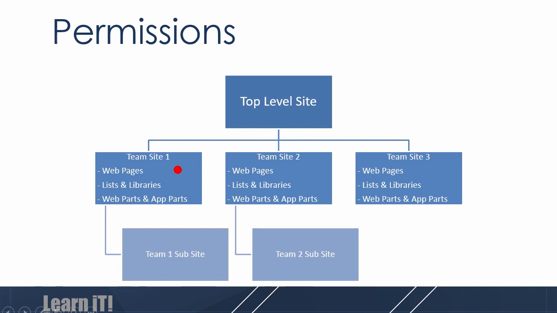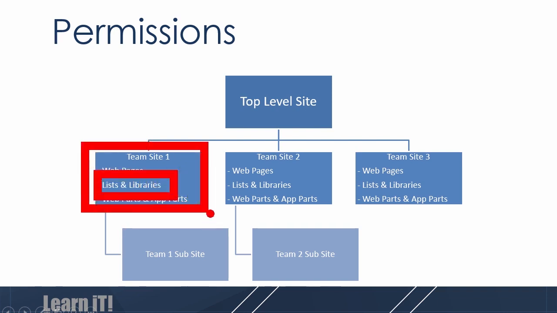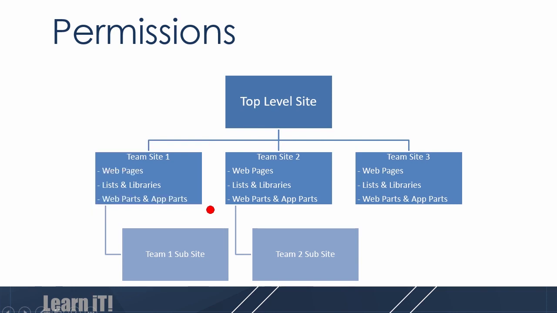Now, if there's anything you're going to remember about permissions, let it be that the default is to look up. Whether it's a site looking to its top level site, whether it's a subsite looking to the site above it, whether it's lists and libraries looking to the site that they're contained within, permissions are all about trickling down.